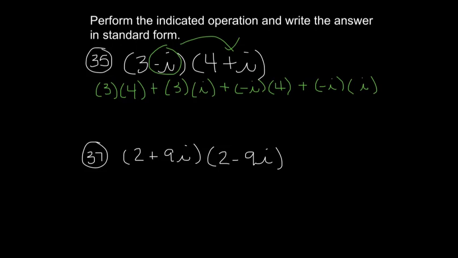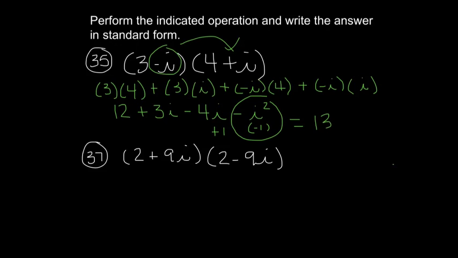Clean this up a little bit, and I get 12 plus 3i minus 4i minus i squared. But i squared is the same as negative 1. So this whole term is actually a plus 1, because minus a negative 1 is plus 1. If I clean this up by combining my real and imaginary parts, 12 plus 1 is 13, and then 3i plus negative 4i, or 3i minus 4i, is minus i.